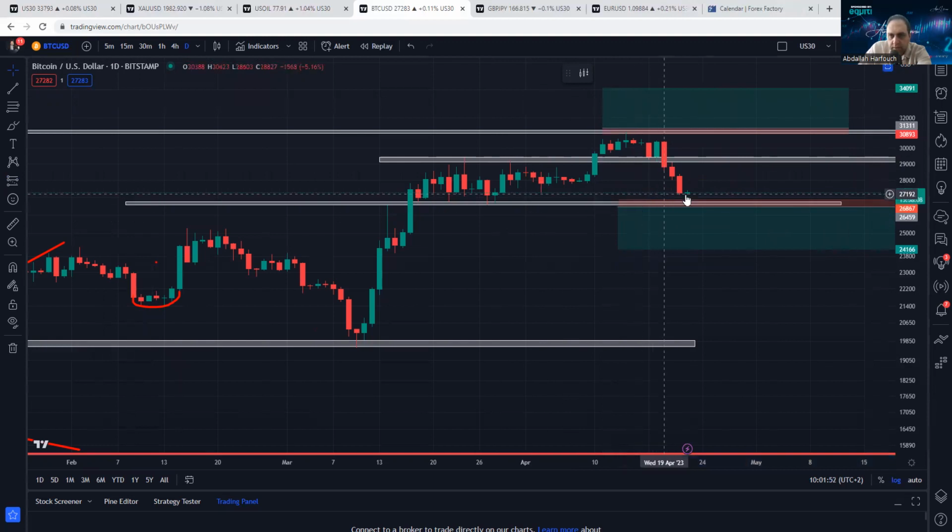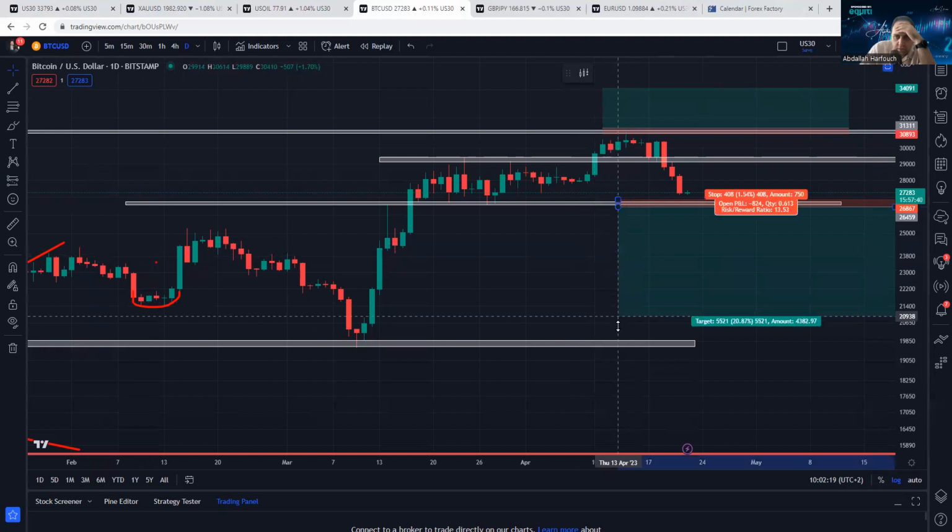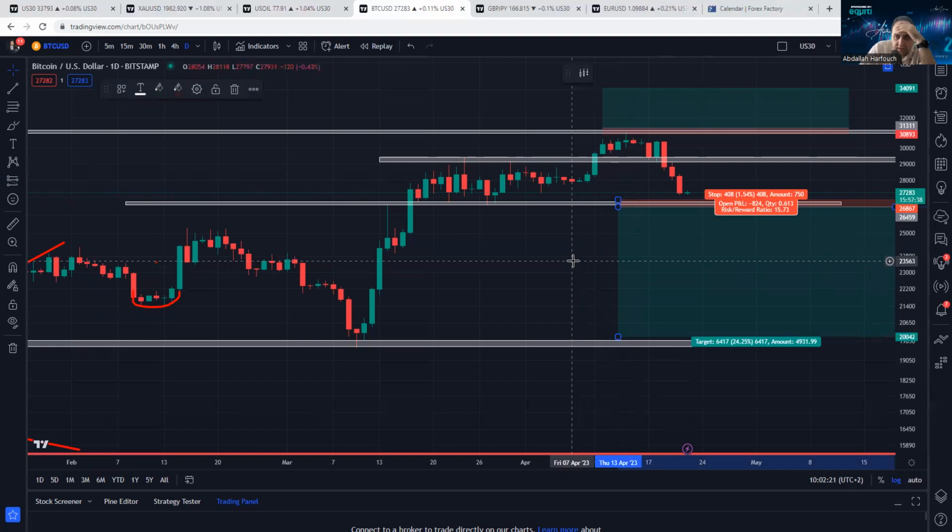Now, if at any point it opens, makes a wick up and continues down, breaking 26,460, it will be the sell. 26,460, 26,900 stop loss, 26,100 TP1, 25,500 TP2, 24,500 TP3 in the clean traffic, and 23,500 will be TP3 and 20,200 the potential TP4.